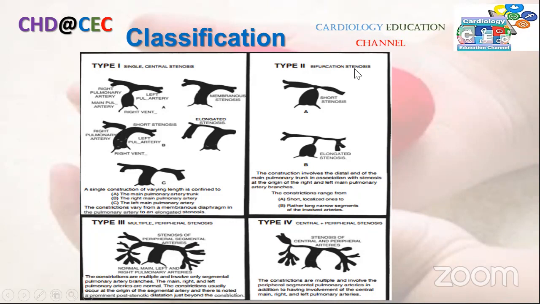In type 2, this is bifurcation stenosis. Either the bifurcation is a short segment of stenosis, pre-bifurcation, or a long segment affecting the bifurcation and the early PA branches. And type 3, this is a peripheral stenosis affecting the segmental arteries. And in type 4, it's affecting the segmental arteries and the main arteries also. So it's affecting the central PAs and the segmental arteries.